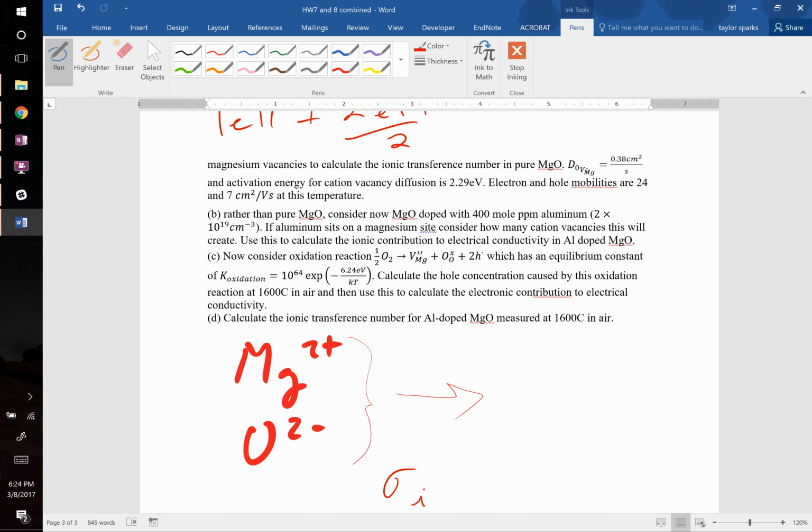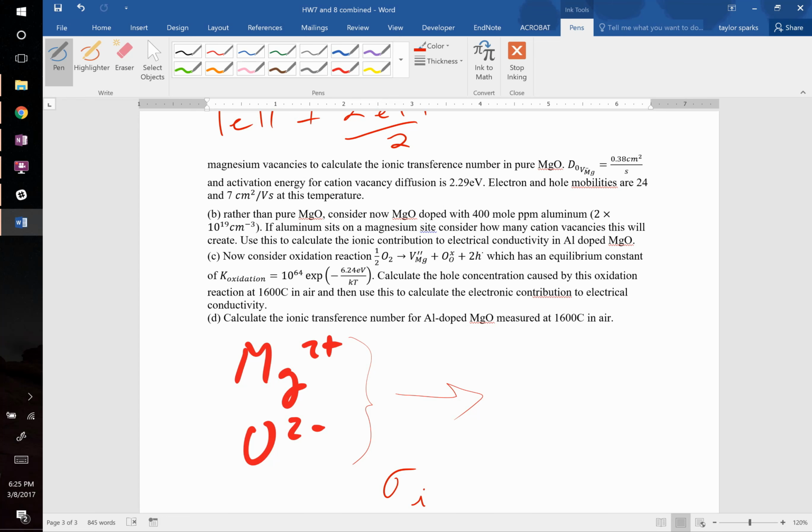And just like before, I think that the number of holes that you get are so much larger now than the number of electrons intrinsically that you can basically ignore the intrinsic component because it's going to be really small. Or leave it in, fine. So we're assuming that the oxygen on the oxygen sites is just equal to 1. That's one, so you ignore it. You ignore the rate constant. And then the last one, calculate the ionic transference number for the aluminum doped magnesia as measured in air. So it's just taking this value and calculating the transference number.